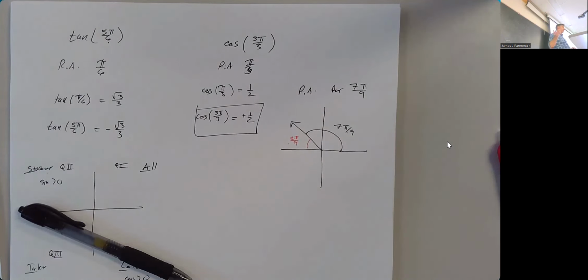It also works for the pi over 4s. Pi over 4 doesn't reduce, quadrant 1. 2 pi over 4 reduces, pi over 2. 3 pi over 4 doesn't, that's quadrant 2. 4 pi over 4 reduces. 5 pi over 4 doesn't reduce. 6 pi over 4 does. 7 pi over 4 doesn't. So that's one way you can list all the angles in each quadrant that have the same reference angle, either pi over 3, pi over 4, or pi over 6.